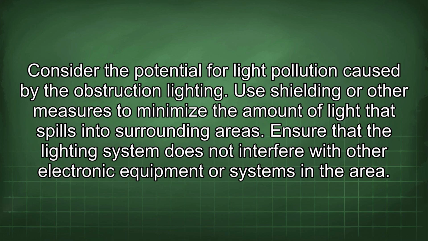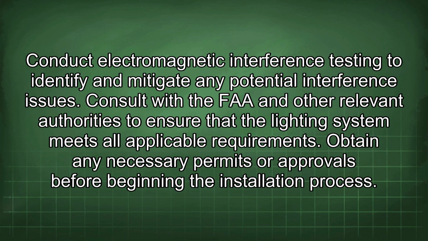Consider the potential for light pollution caused by the obstruction lighting. Use shielding or other measures to minimize the amount of light that spills into surrounding areas. Ensure that the lighting system does not interfere with other electronic equipment or systems in the area. Conduct electromagnetic interference testing to identify and mitigate any potential interference issues.